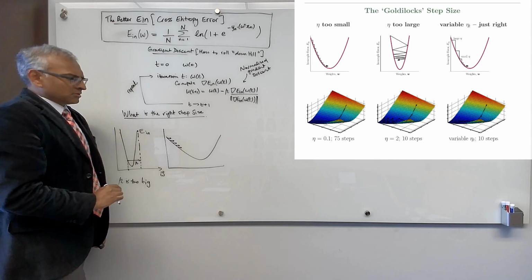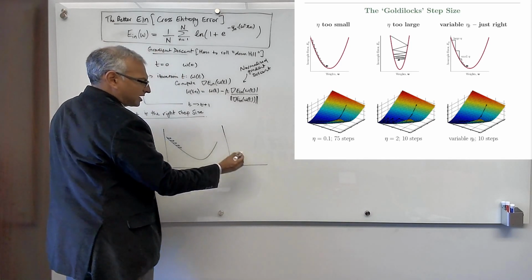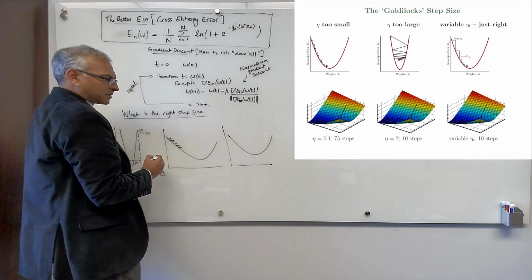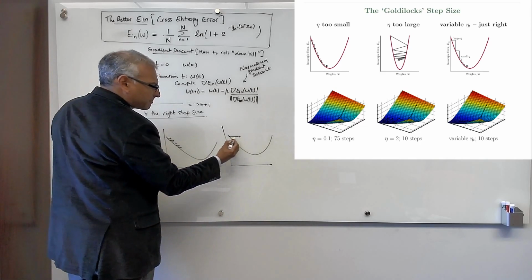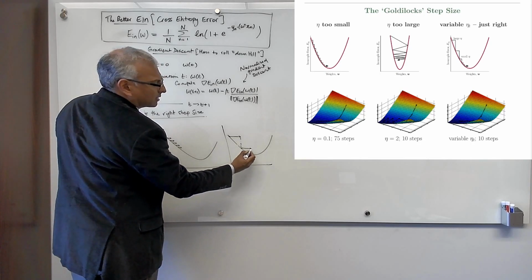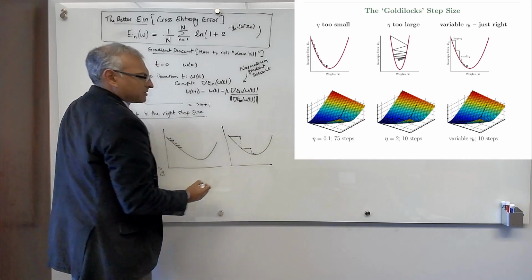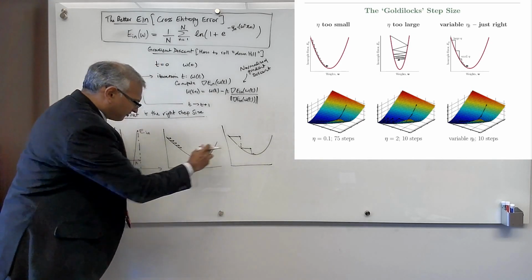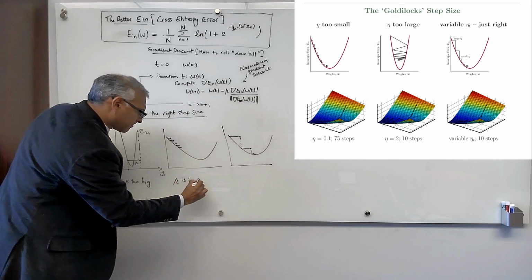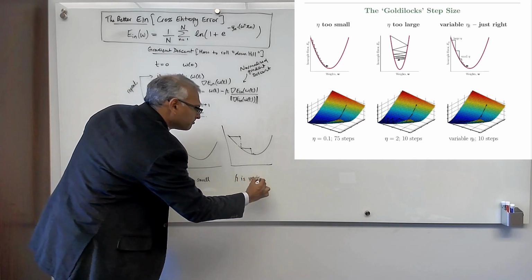So ideally what we would like is some kind of Goldilocks step size, where you're far away. Ideally we would like to take a big step, and we're still far away, so we take another big step. And now we've gotten close, so let's take a small step, and then a small step, and so on. But this is not a fixed step size. So here, eta is too small. Here, eta is variable.